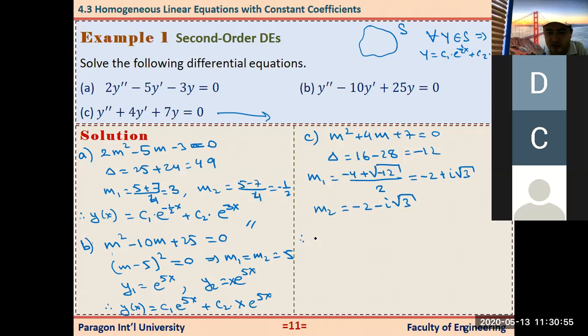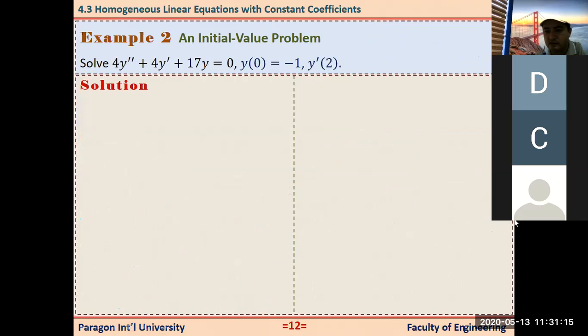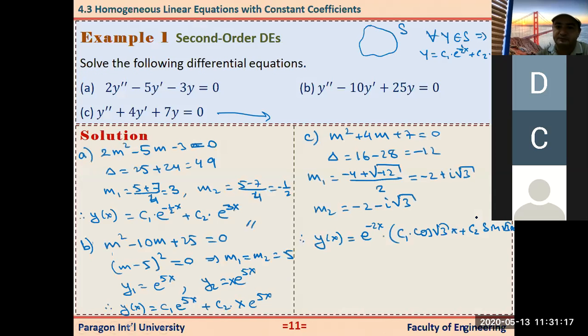The y of x is equal to, the real part is negative 2, e to the power minus 2x times, here we have c1 times cosine of square root of 3 x plus c2 sine of square root of 3 x. Oops, sorry. Okay, we do not have enough space. That is the solution of the given differential equation. Any question?